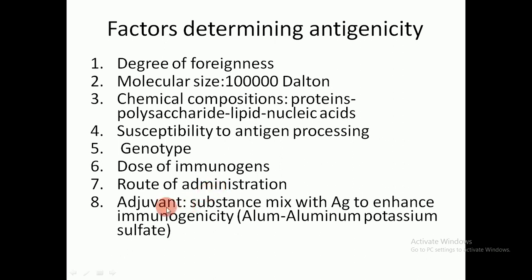Adjuvant. Some antigens are used with another substance coupled to them to increase antigenicity. This is a substance mixed with the antigen to enhance immunogenicity. For example, aluminum potassium sulfate is usually used with vaccines to enhance immunogenicity and increase stimulation of the immune system.